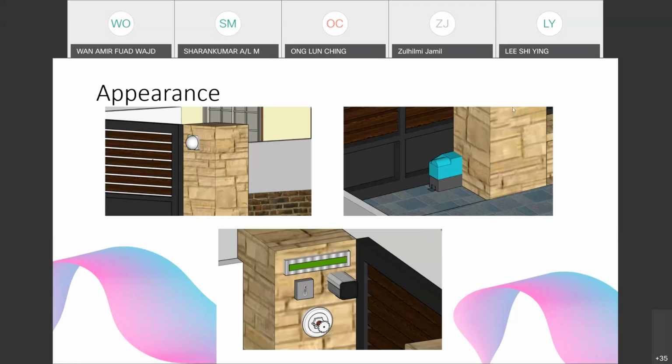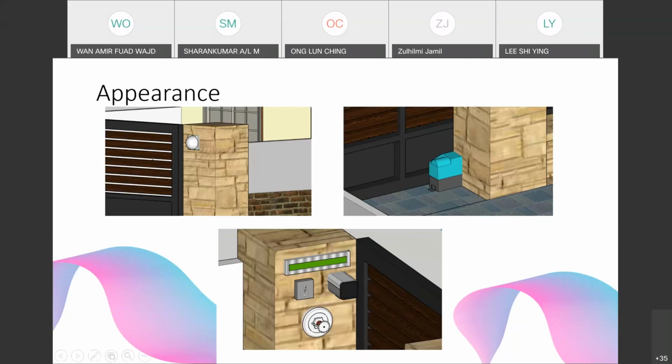So here is the appearance of our project. As we can see, the PIR sensor is located right at the front door. After it detects the presence of a human, the motor shown in the second picture will be activated to open the door. The last picture shows the IR sensor, temperature sensor, sanitizer, and the LCD screen.